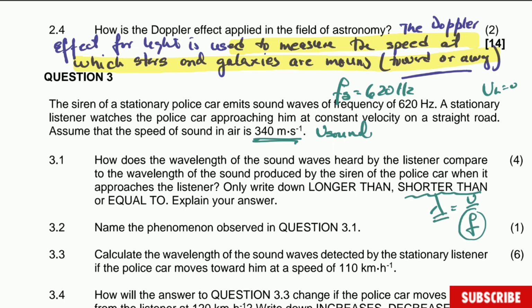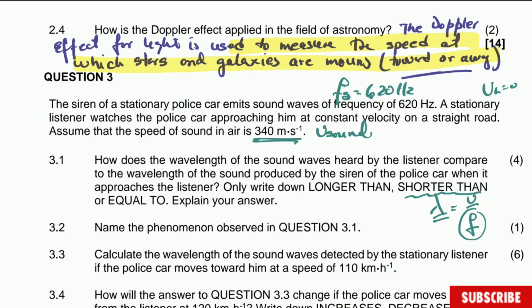So let's go back to explain what is happening here. As the police car is approaching, it is compressing the waves, so the wavelength produced is going to be shorter. As a result, the frequency that the listener is going to hear is greater. Now the question is, how does the wavelength of sound detected compare? Because the listener hears a higher frequency, it means that the wavelength detected is less. I hope this is understood, because it's quite confusing sometimes, right?